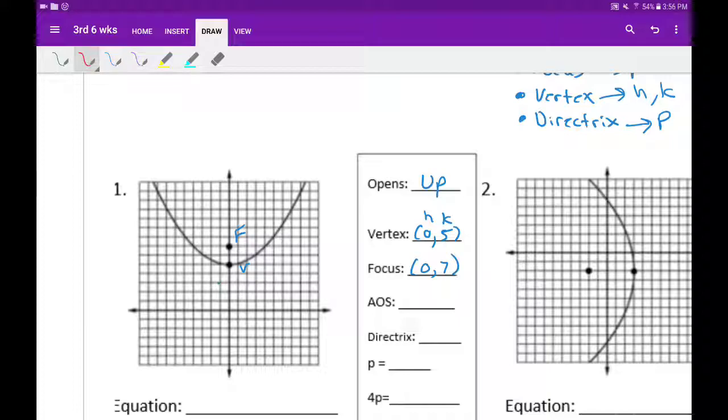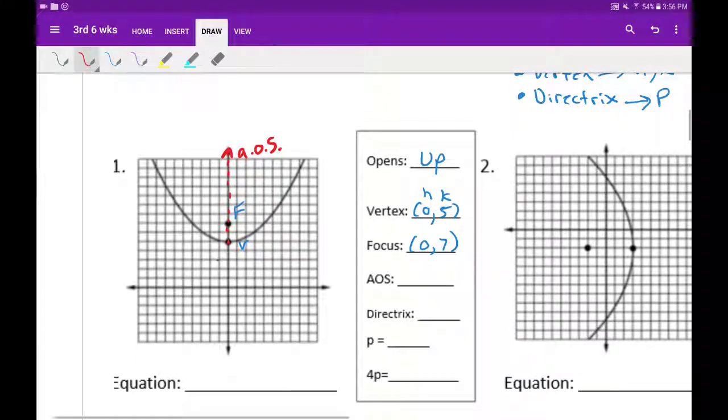The axis of symmetry goes through the parabola. And that axis of symmetry, since it's a vertical line, is x equals 0. Next thing we're going to do is figure out our p-value. The p-value is the distance from the vertex to the focus. And this focus is 2 units from the vertex. So I'm going to put a 2, and since it opens up, it's a positive 2.